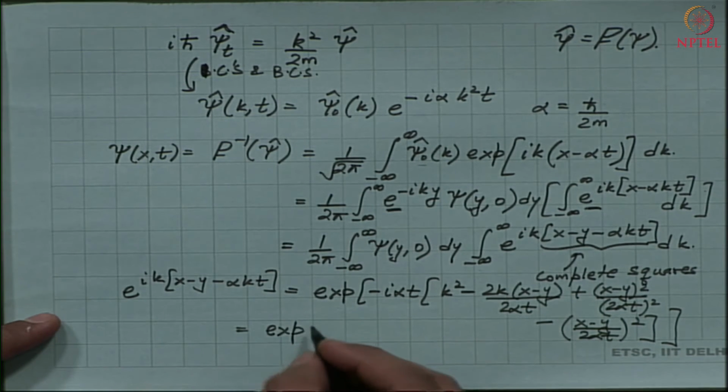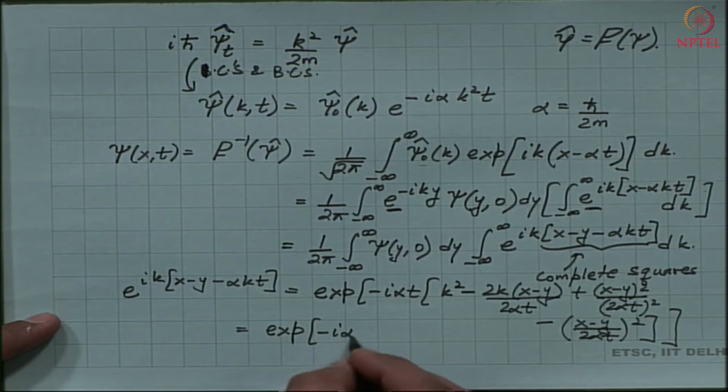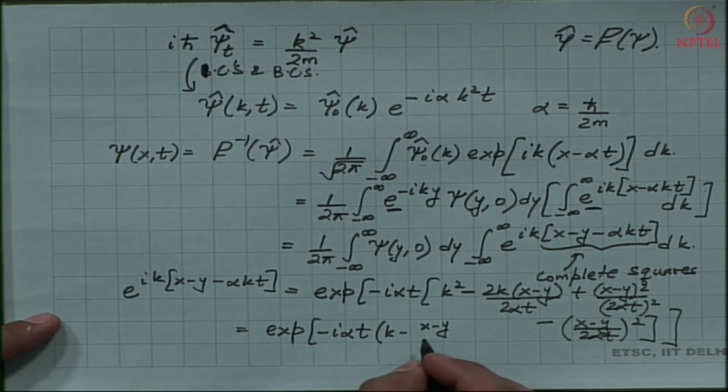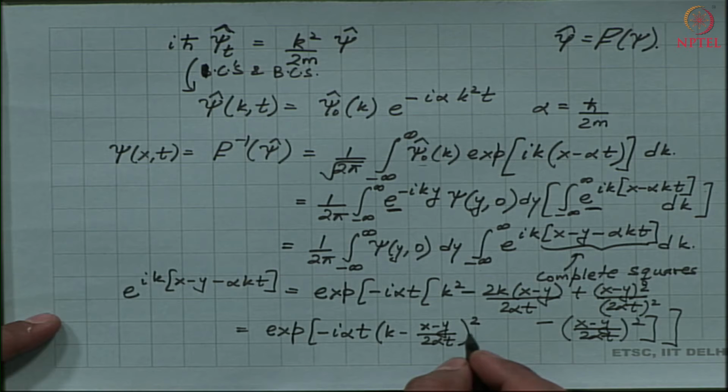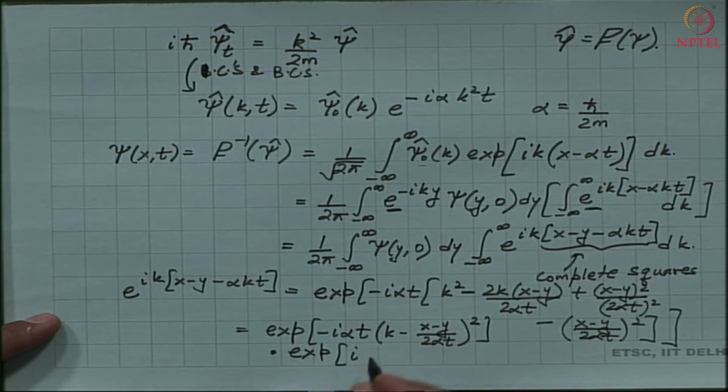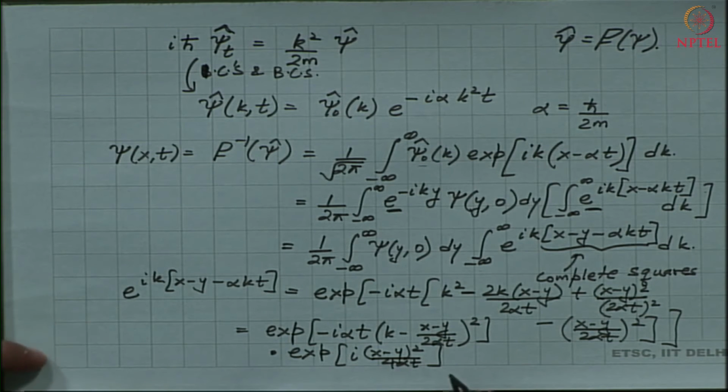exponential of negative i alpha t times (k minus (x minus y) divided by 2 alpha t) squared, times exponential i of (x minus y) squared by 4 alpha t. Okay. So, I am ready now.